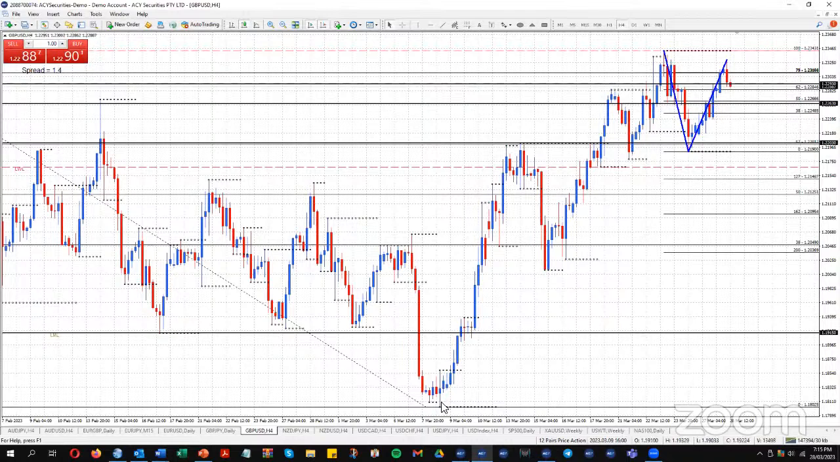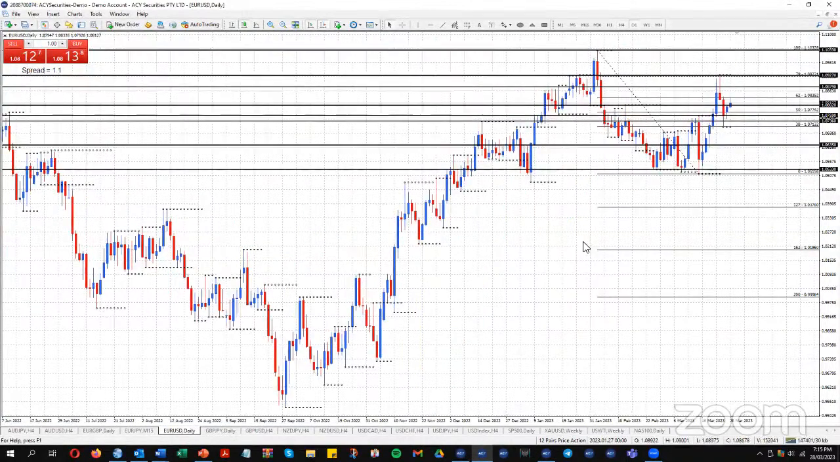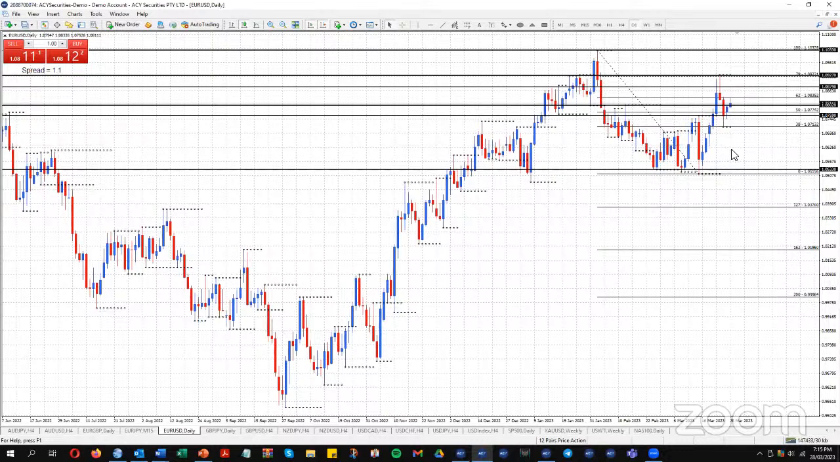All right, I'm going to head over to the Eurodollar now. All right, so this is my daily chart. There's lots of lines on here, which we probably don't need all in. So I'm going to take a few out for the moment.